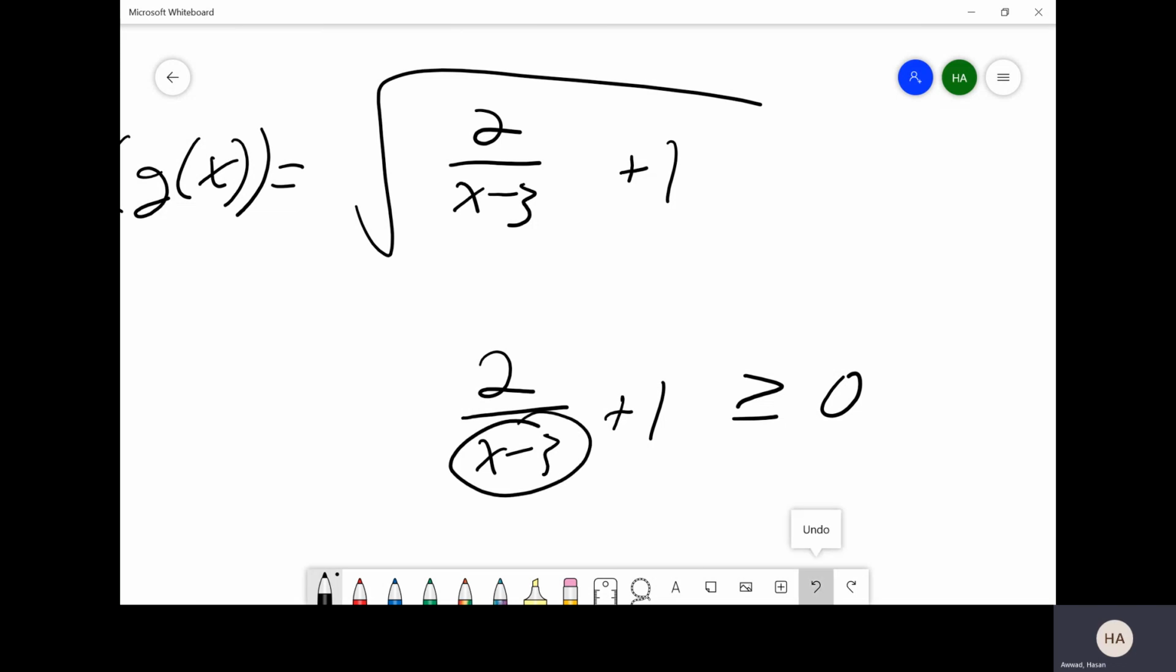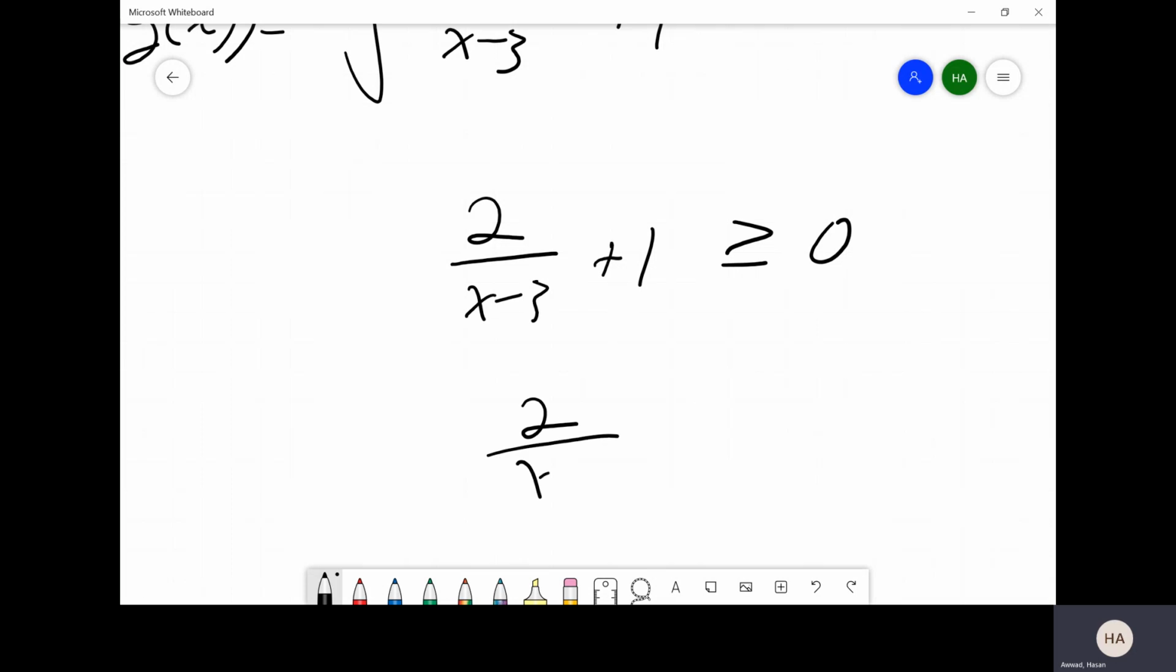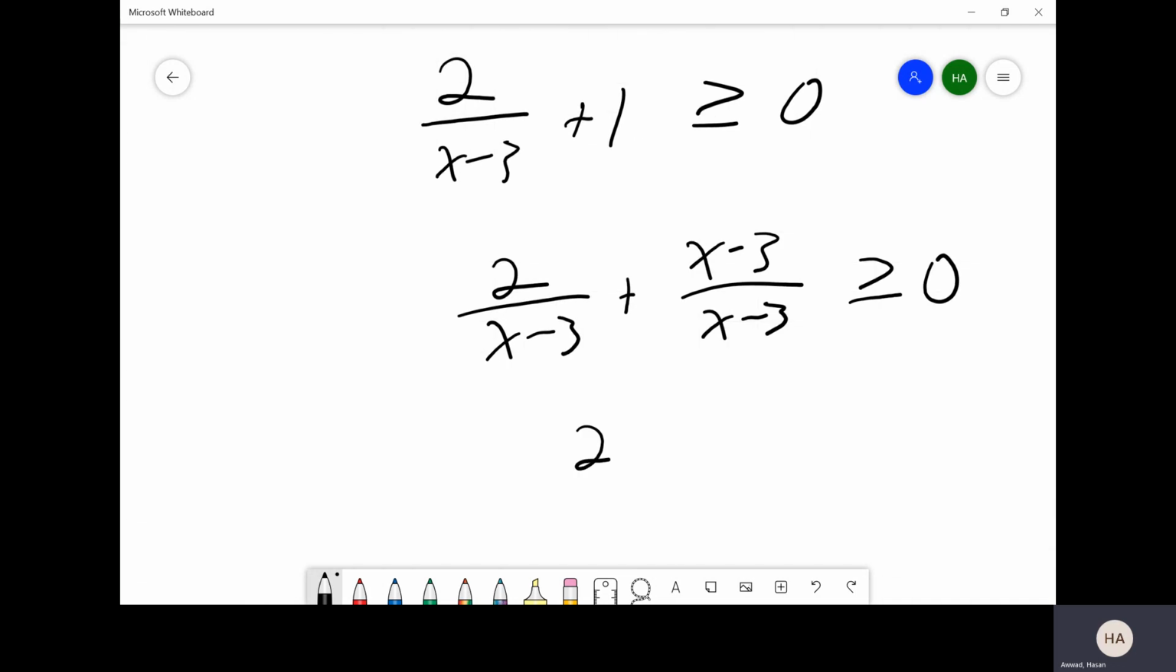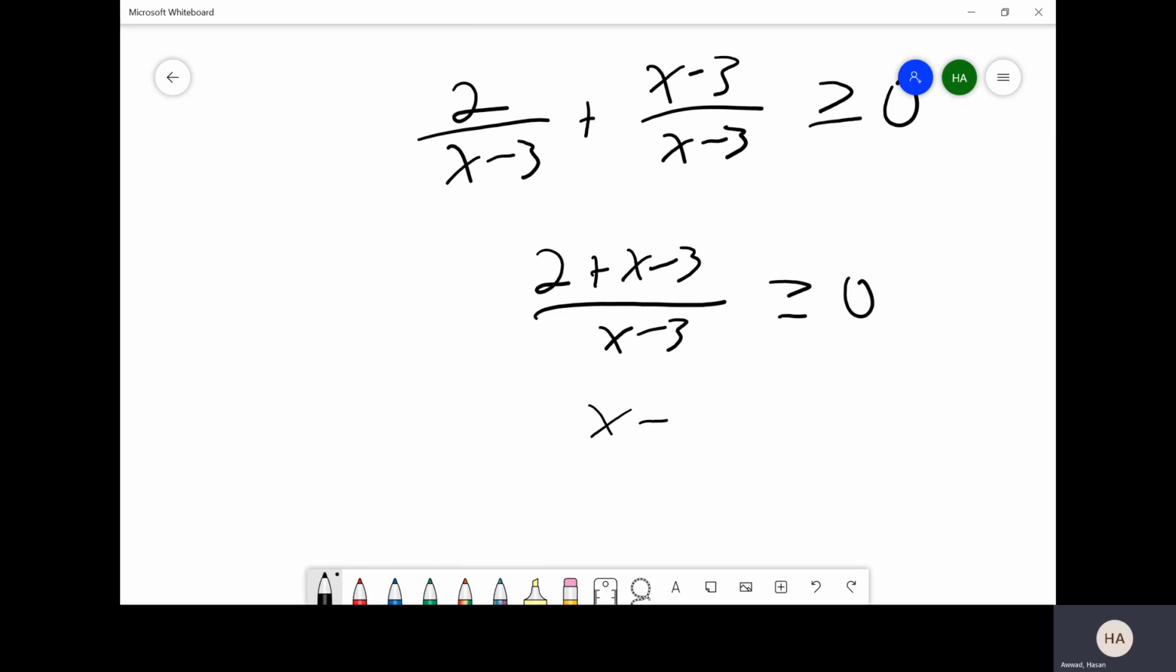We have an x minus 3 here, so I'm going to say 2 over x minus 3 plus x minus 3 over x minus 3. Again, this is nothing new. All we did is turn 1 into some number over itself. We agree that x minus 3 divided by x minus 3 should cancel out to be 1 if we really wanted it to, but we put it in this form so we have common denominators. Now that we have two fractions with common denominators, we just add the numerators. So now we have 2 plus x minus 3 over x minus 3. We can combine this and we get x minus 1 over x minus 3 is greater than or equal to 0.